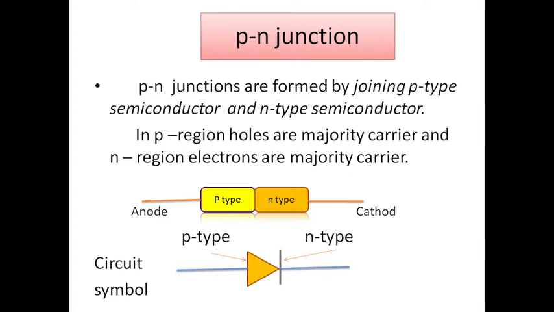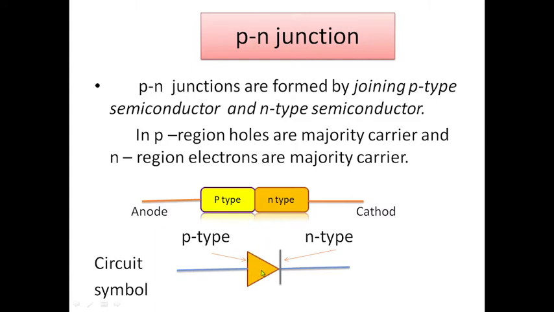When a battery or current passes from anode to cathode, the junction barrier becomes very thin and we get the current. But when current passes from cathode to anode, the junction barrier becomes wide, very large, then no current passes, that is, it blocks the current. So in one direction current passes, but in the reverse direction current is blocked.